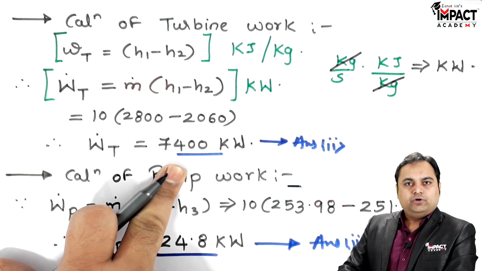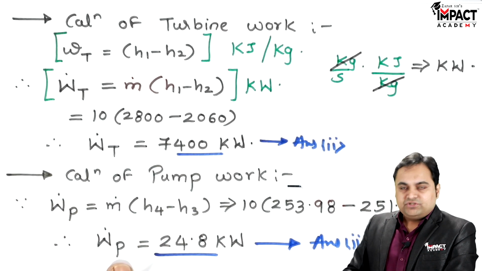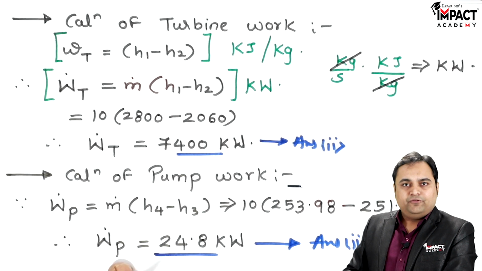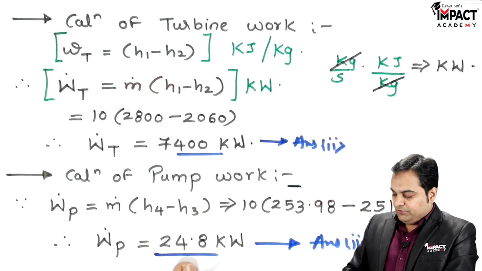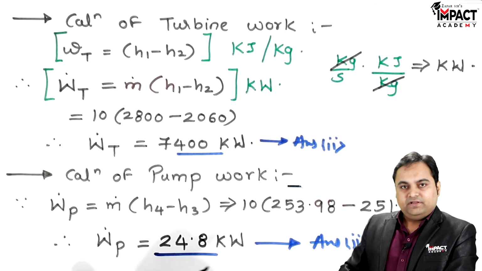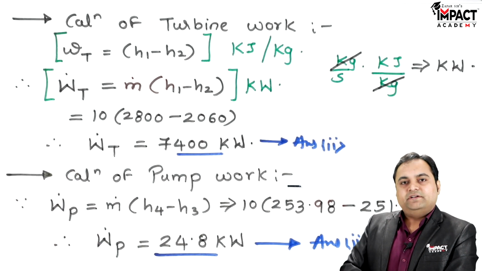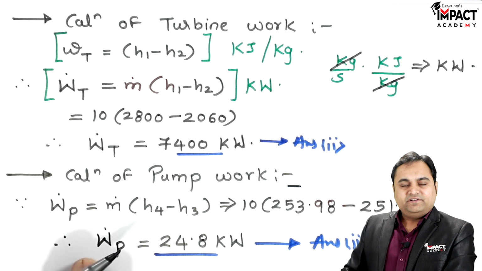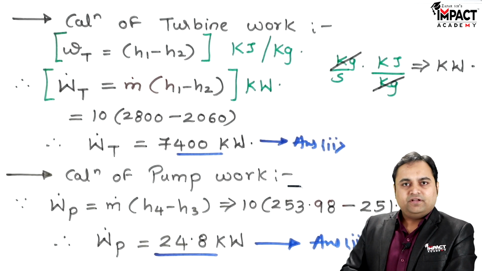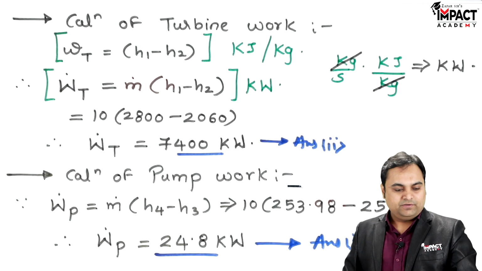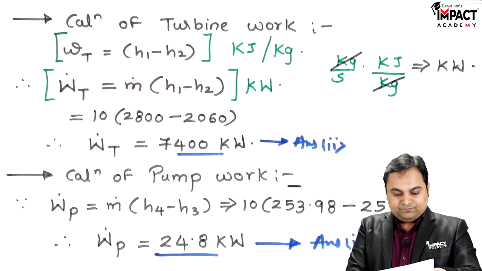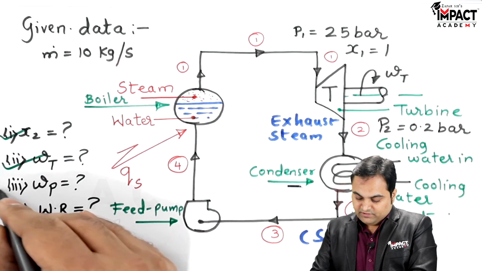So the work which is produced by the turbine is the work producing device, that is 7400 kilowatts, and the work which is consumed by the feed pump, because feed pump is a work consuming device, that is 24.8 kilowatt. Now from the values we can see that pump work is very less compared to the turbine shaft work, so many a times this pump work is neglected. It is given in the problem, but since here nothing is mentioned, we have found out the pump work, and here we have the pump work.